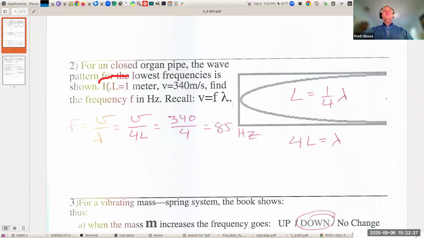So in this case, if the pipe is 1 meter long, that's about a yard. We'll take 340 for the speed of sound. If in this case I want the frequency, it's V over lambda, and I know that's 4 times the length. So that's 340 over 4 meters. I get about 85 hertz. And yeah, that's about a yard.